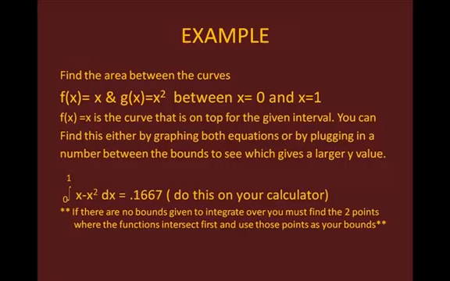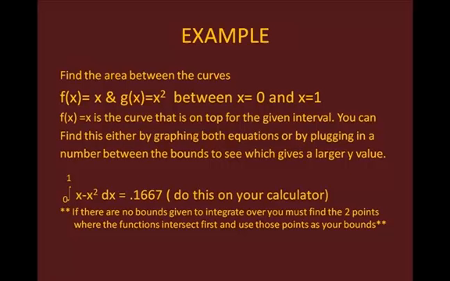You can graph this on your calculator, just graph both equations using the graph button, and just look to see which one's on top. Or you can plug in any number between the bounds, so between 0 and 1, into both functions, and whichever one gives you a larger y value is on top. So here, the x will be on top because it will be above the x squared. Once you know which function's on top, you do the top function minus the bottom function, so that gives us the integral from 0 to 1, those are our bounds, of x minus x squared dx. Well, you're going to do this part on your calculator, and you'll get 0.1667.